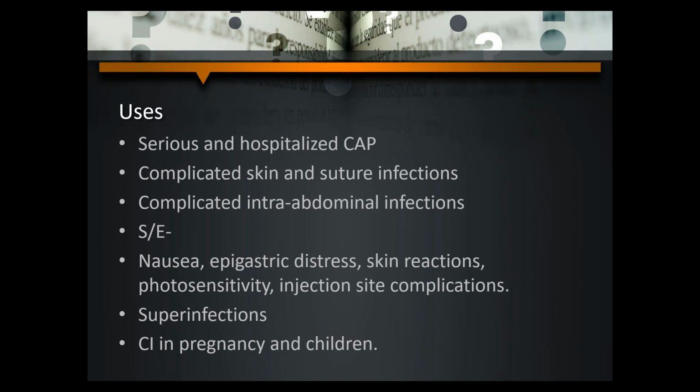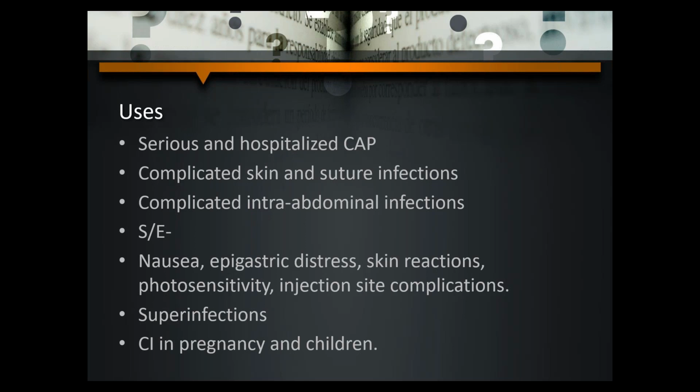Uses: you can't give this tigecycline in all infections, because you have to prevent the development of resistance. Okay, so you give it only in serious and hospitalized community acquired pneumonia. Okay, remember that chlamydia community acquired pneumonia is there. And again, complicated skin and soft tissue infections. Okay, complicated intra-abdominal infections, where secondary infections might have taken place and with the other antibiotics, still the infections are not responding. Okay, so only in complicated infections where the other drugs are not responding, go for tigecycline.